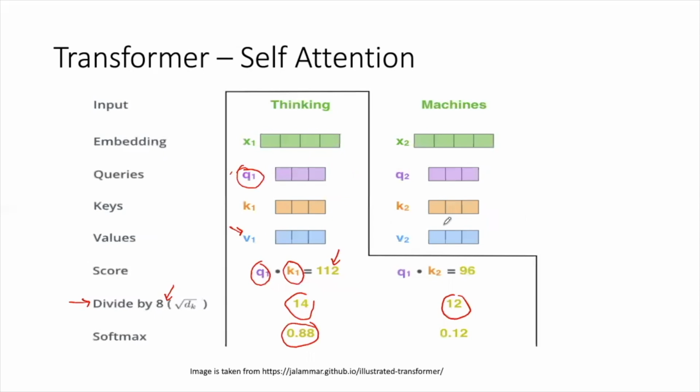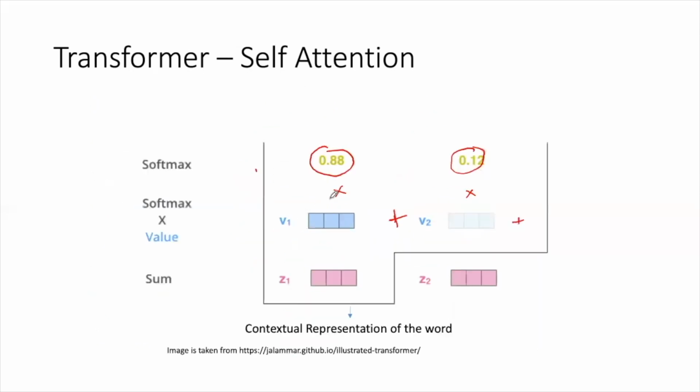Once again, we are only dealing with this word x1. Only for q1 and x1, we generated a representation that is like a combination of different value vectors. And that combination is decided based on these scores. So this is the contextual representation of the word that we get.